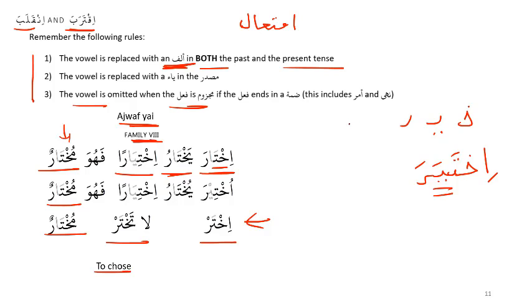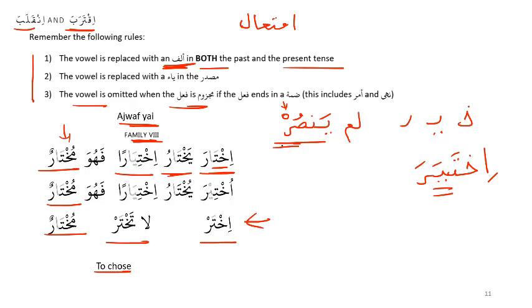So a quick refresher. When we have lam yan, do we say lam yansur, lam yansuru, or lam yansura? Lam yansur. So this means that the fail is majzoom. So this majzoom is a jazm. The other place where we have a jazm is with the command.